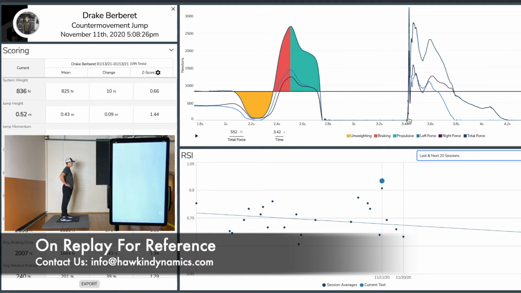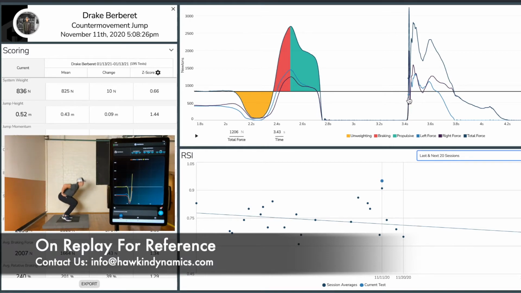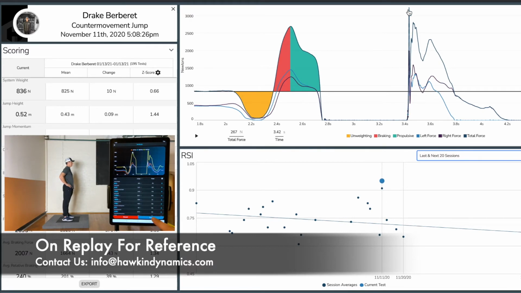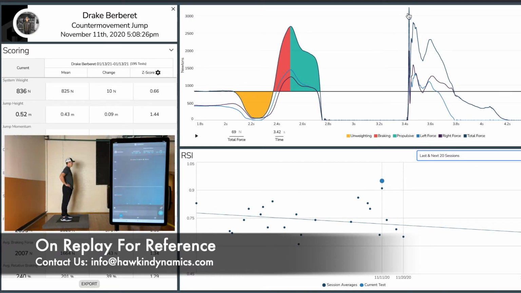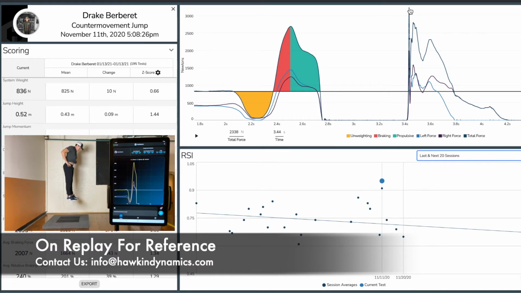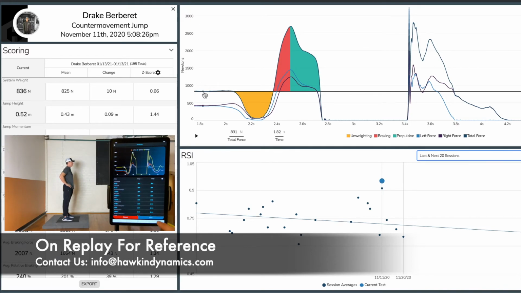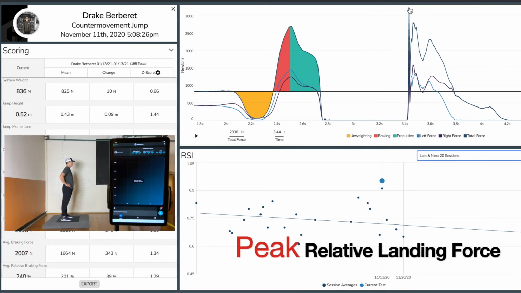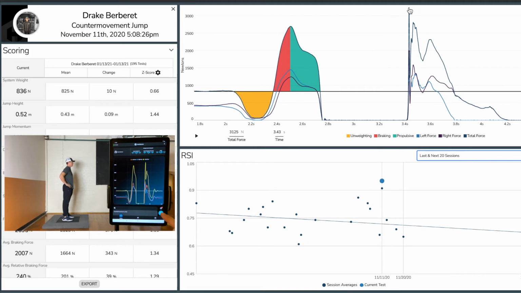As soon as force gets above zero right here, this is the initial landing as soon as those feet touch the ground. You'll usually see a little bit of a spike first, and then you'll see a real big spike in peak force upon landing. As you can see here, this athlete doesn't have too big of a peak force relative to their system weight. It's at 3,000 newtons. Usually I like to look at peak relative landing force here. Anything above 450% is usually a red flag that tells me, hey, maybe we should teach this athlete to land, or maybe cue them to land a little softer.